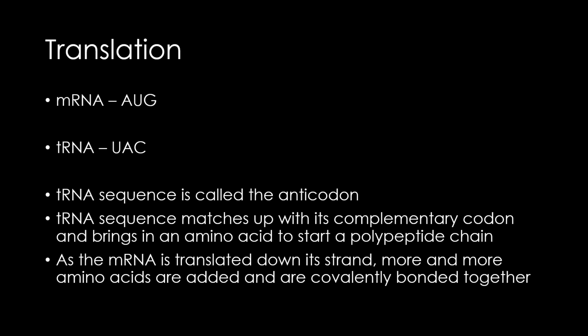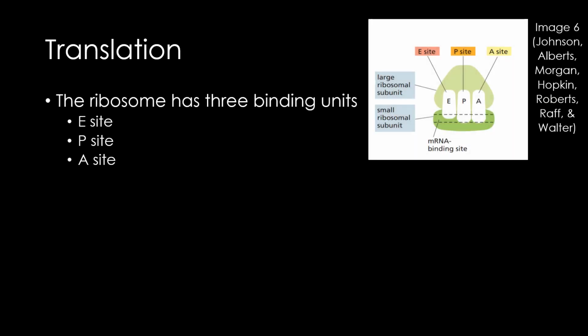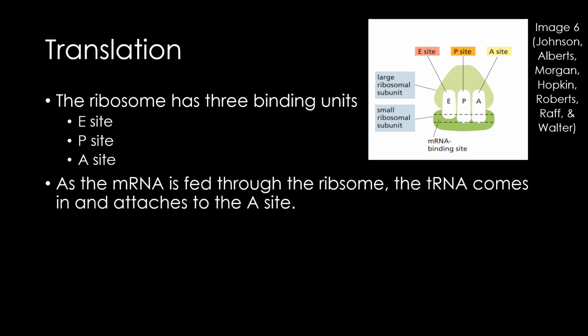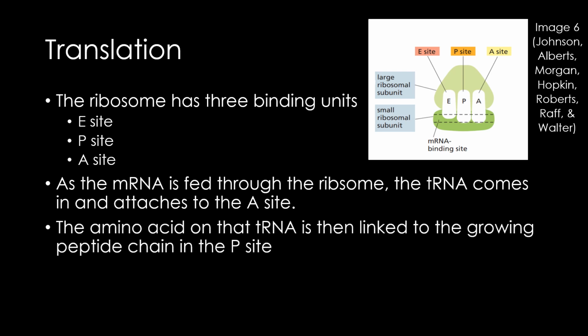As the mRNA is translated down its strand, more and more amino acids are added to the chain, and they are being covalently bonded together. The ribosome has 3 binding units within it, the E, P, and A site. As the mRNA is fed through the ribosome, the tRNA comes in and attaches to the A site. The amino acid on that tRNA is then linked to the growing peptide chain at the P site. Then the tRNA exits through the E site.